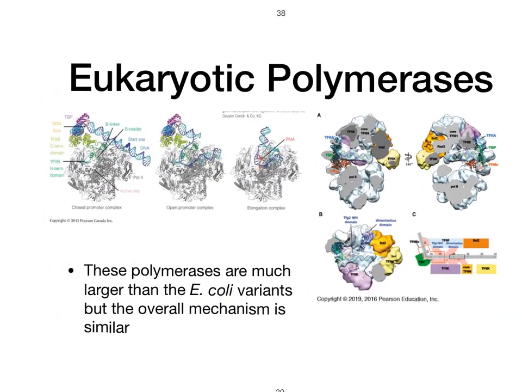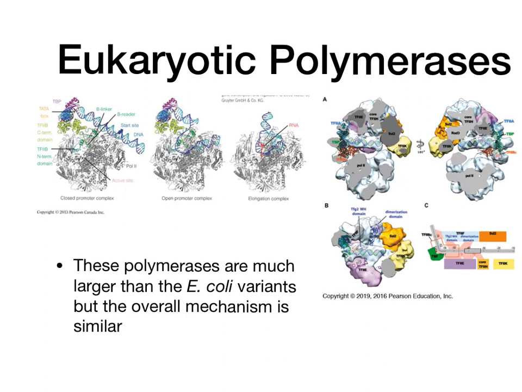So the eukaryotic polymerase, if we look at the structure, is much larger than the E. coli variant, but the overall mechanism is similar. We see these kinks, which we observed in the bacterial, or the prokaryotic, observation. We also see an open complex, which you can see here, which is still on the order of the prokaryotic cells. And so what we see is the ability to create mRNA in very similar mechanisms, where the DNA must be separated after the promoter regions.